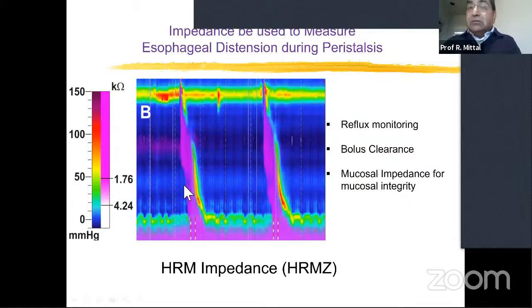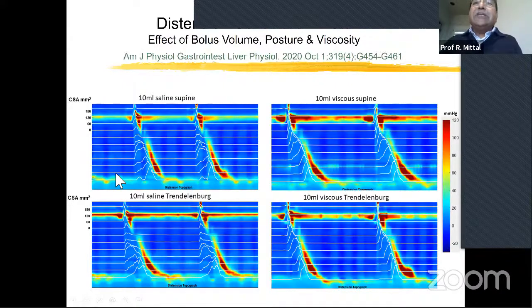So impedance, what Shobna showed before, is normally used for reflux monitoring, bolus clearance, mucosal integrity. But we have figured out a way, I'm not going to go into detail, how you can measure distension, how well the esophagus distends during peristalsis, based on these impedance recordings. And now we are looking at these, what we call distension contraction plots. So this is what we normally assess in the Chicago classification, the contraction phase. We figured out a way to look at the amplitude of the distension and when this distension is occurring in relationship to the contraction.